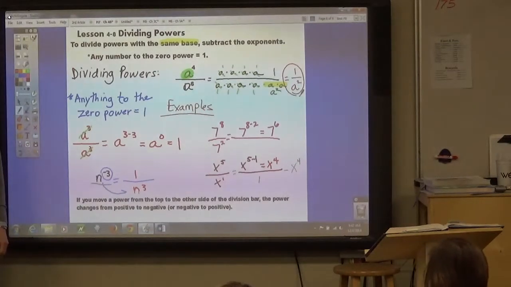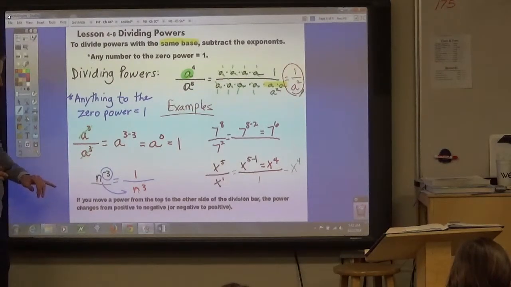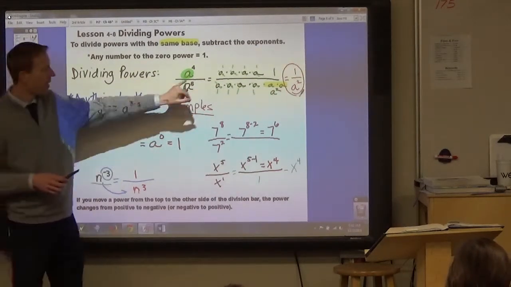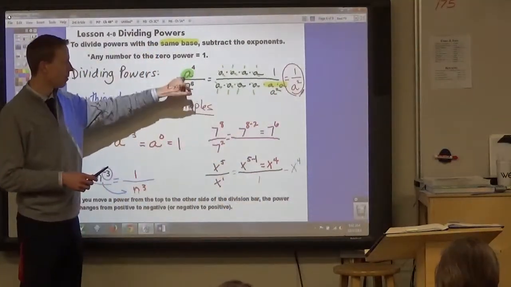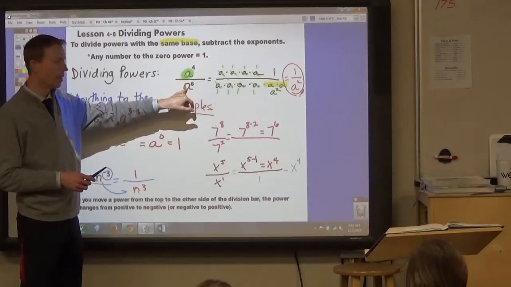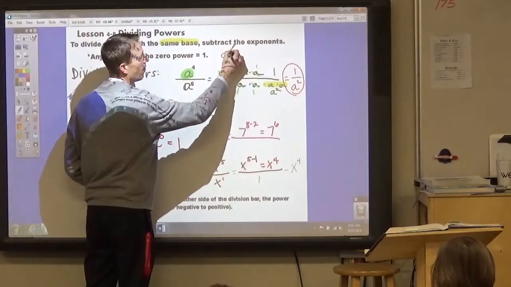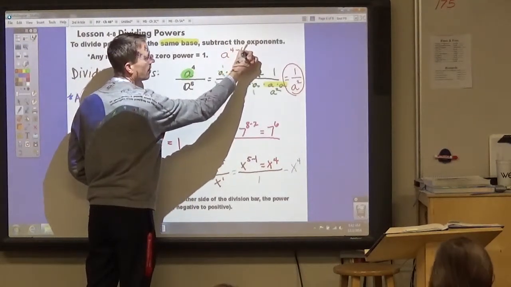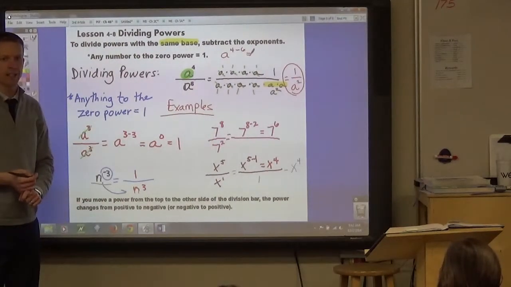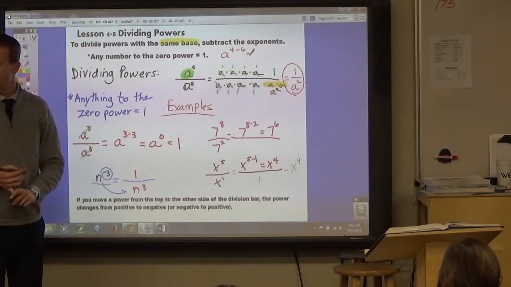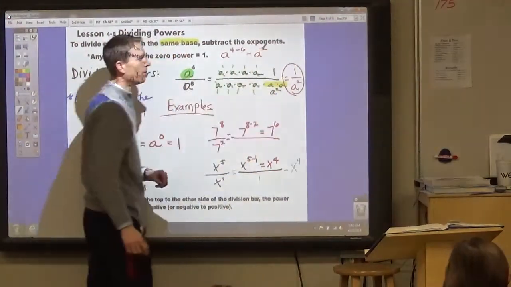Does everybody see that? Can you think of how that would look in expanded form? Now, when we had A's left over on the bottom line, if we were to take this example, A to the 4th and A to the 6th, and write it out as A to the 4 minus 6, what would we get? What's 4 minus 6? Negative 2, right. This would be A to the negative 2.